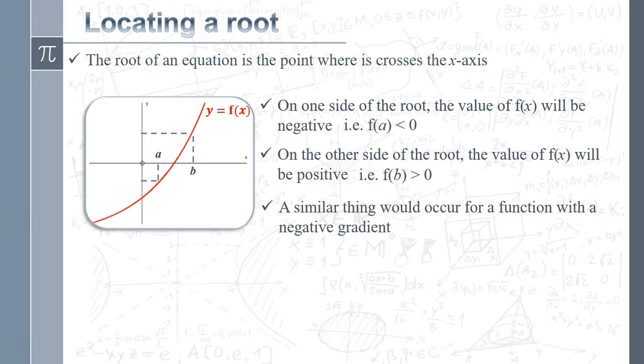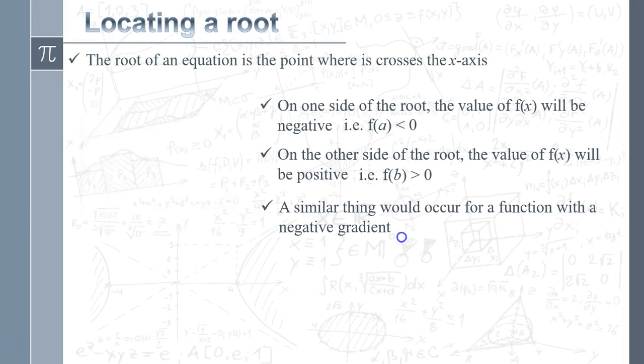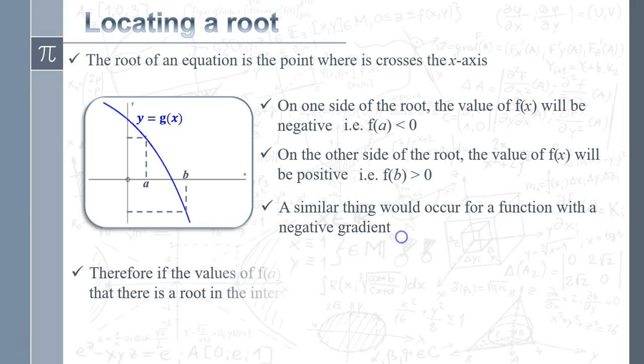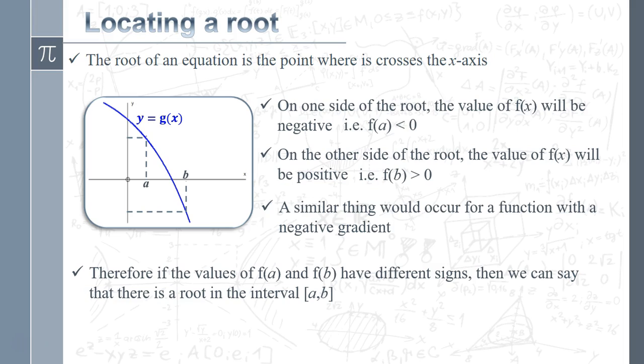And exactly the same thing would work if the gradient of our function was negative. So let's have a look at that one. There it is. Again, if we put in values either side and plug them into our function, we're going to get one positive outcome, one negative outcome. And when that happens, it must have gone through 0 in order for that to happen. What we can say, therefore, is if we choose our two values, a and b, there's a root in the interval, and we've got this square bracket notation here. That's not a coordinate, that's saying it's in between a and b.